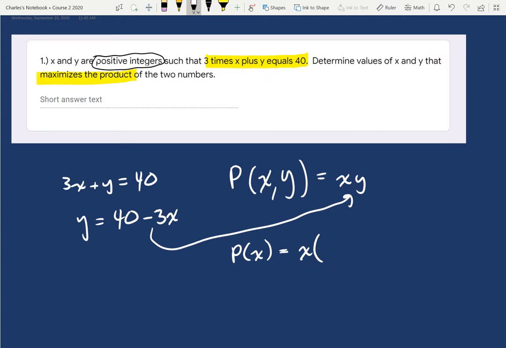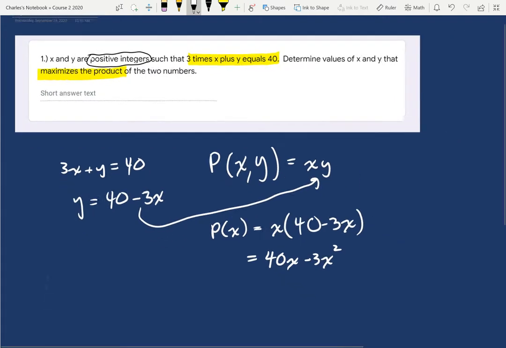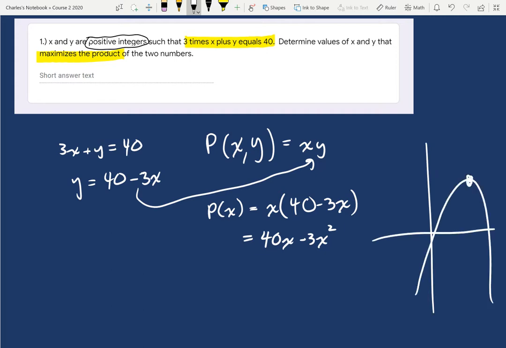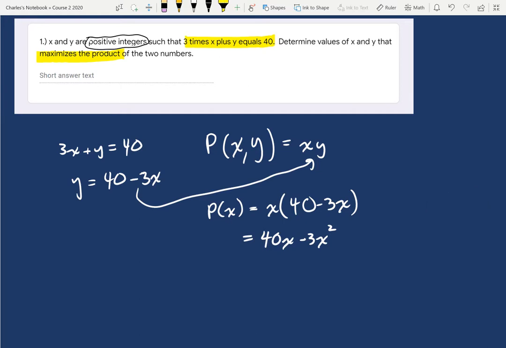And so that you have a function that has only one variable that you can graph and look at. And in this case, it's going to be a parabola, and it's going to open down, and its vertex is going to be the point that maximizes the product. I know that. Only there is no guarantee that that point is actually going to be at two integer values. So we can look at it in a second.